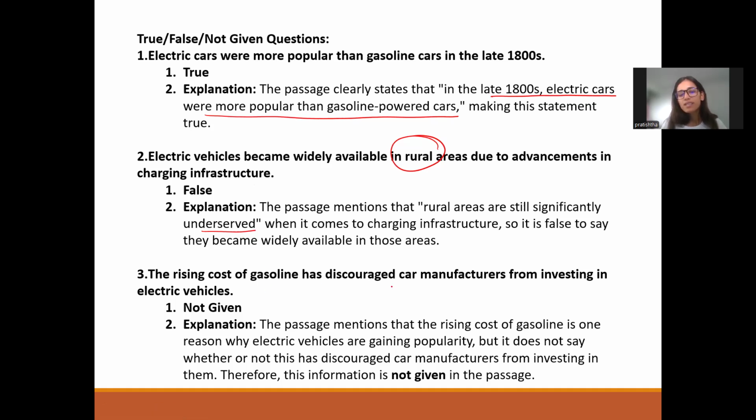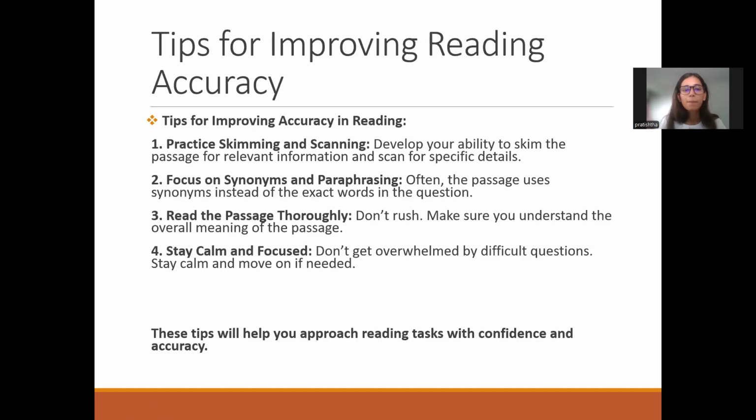The rising cost of gasoline has discouraged car manufacturers from investing in electric vehicles. So it's not given. The passage mentions that the rising cost of gasoline is one reason why electric vehicles are gaining popularity. But it does not say whether or not this has discouraged car manufacturers from investing in them. Right? So it does not say anywhere that because of this, car manufacturers are not manufacturing and they're not investing. So that is how you do it. It was just a small example, but once we get to the real tests and mock tests and all, we will see how it is, going forward.